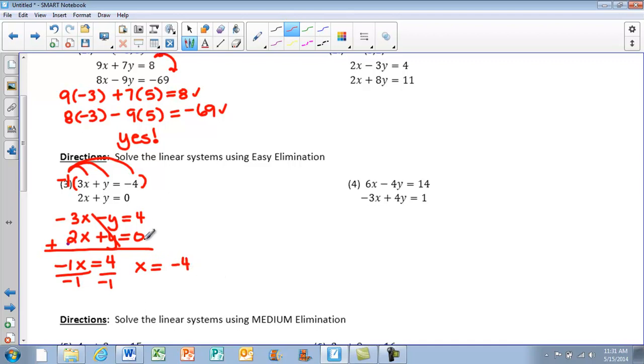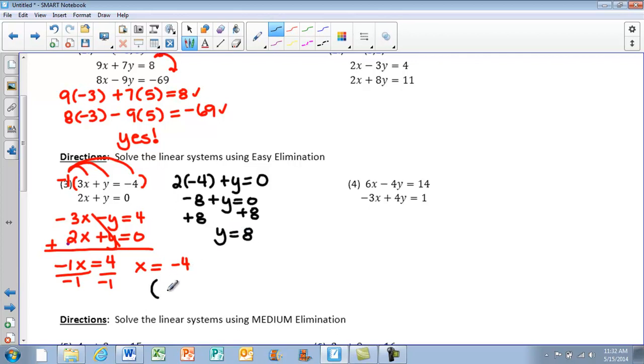Now I need to plug this back into one of my original equations to find the value for y. I'm just going to plug it into my second one. I have 2 times negative 4 plus y equals 0. So 2 times negative 4 is a negative 8 plus y equals 0. So I'm going to add 8 to both sides, and I have y is equal to 8. So now my solution is negative 4, positive 8. Remember, they should be written as ordered pairs.